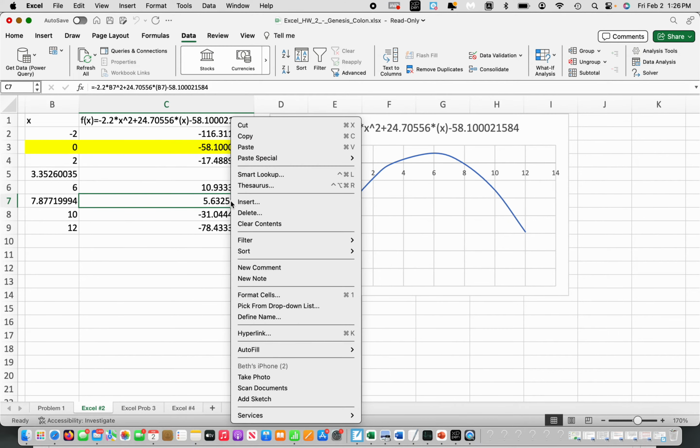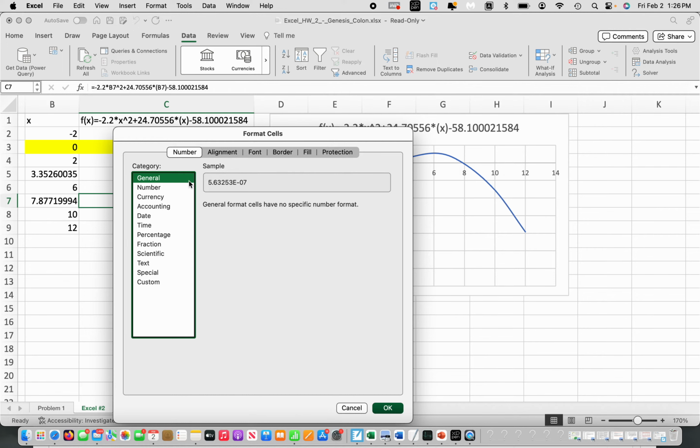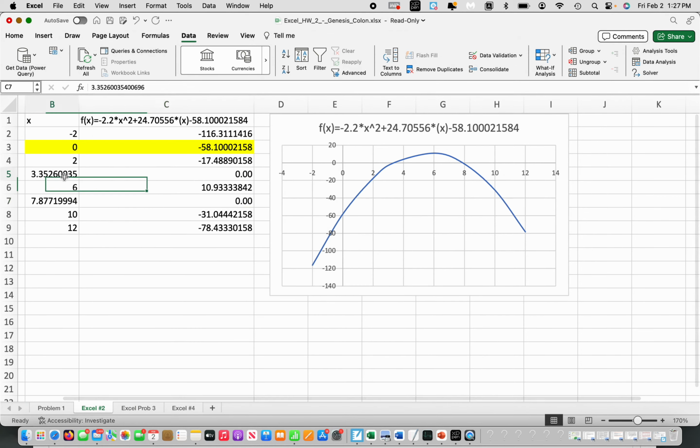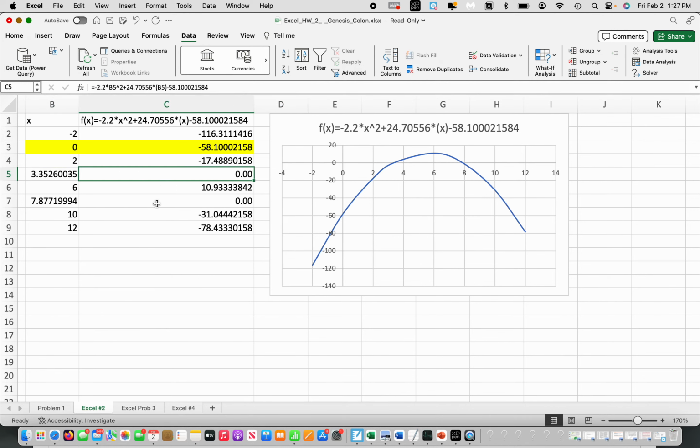I can format this to be a number, okay? And so now I can see when x equals 3.35, y equals 0. That corresponds to this right here where it goes through the x-axis, okay? That's my x-intercept. And when x equals 7.87, that's where it also crosses the x-axis, y equals 0.